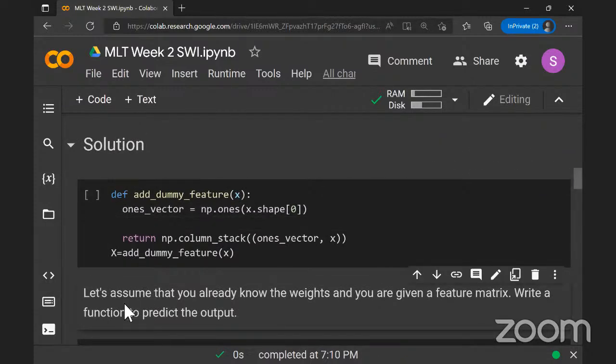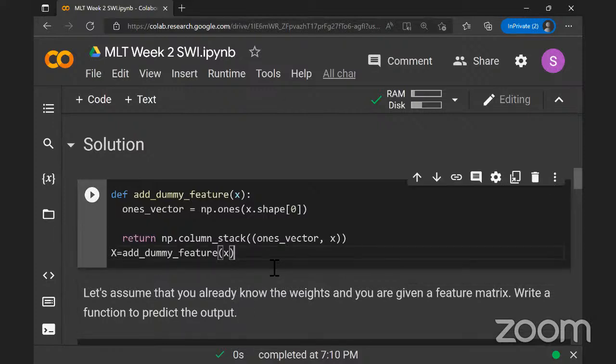This is more interesting. Let's assume that you have the weights and you are given a feature matrix. Write a function to predict the outcome. Okay, so basically what you have to do is write a function which takes feature matrix X and weights and gives the predictions. I think this is something we have already done, right? X multiplied by W.